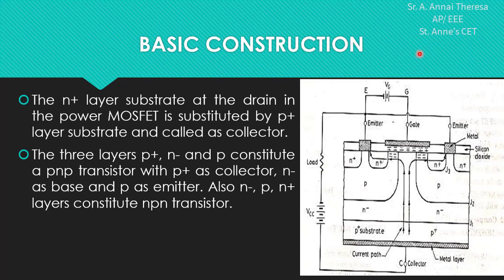Now we will see the basic construction of IGBT. It is almost the same as MOSFET, but the difference is that in MOSFET there was an N plus substrate at the bottom, but in IGBT the N plus substrate is substituted with a P plus substrate. From this P plus substrate the collector terminal is taken out, whereas in MOSFET from the N plus substrate the drain terminal was taken out. This is the difference between the MOSFET and IGBT.